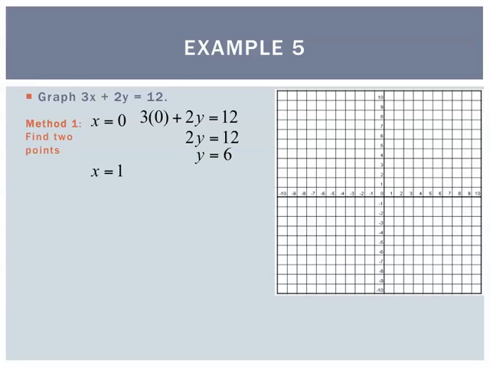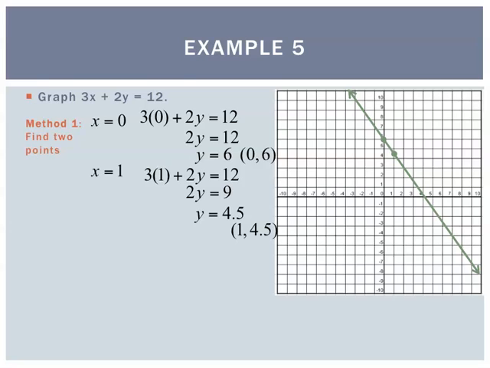Now let's plug in another point. Let's say x equals 1. So we have 3 times 1 plus 2y equals 12. So we have 2y equals 9, so y is equal to 4.5. Now we have 2 points that we can graph, (0, 6) and (1, 4.5). If we draw our line through those 2 points, that is the graph of our line. As long as you have 2 points, you'll be able to graph your line.